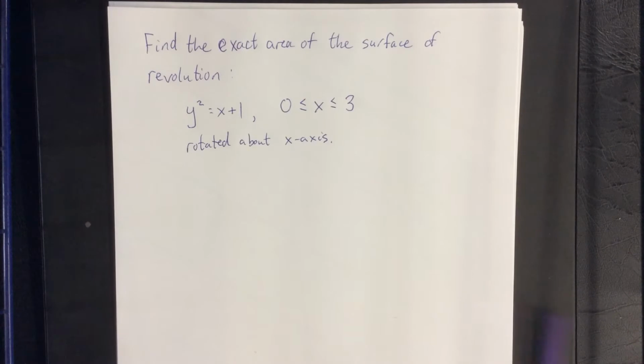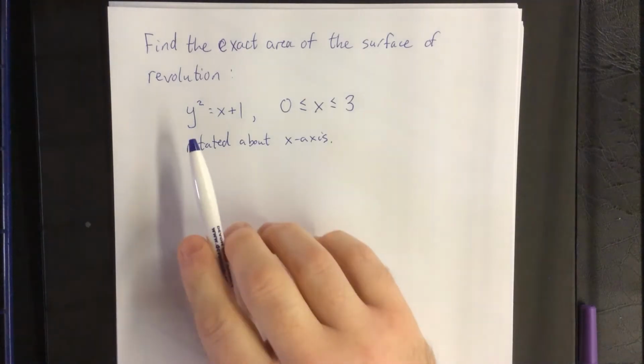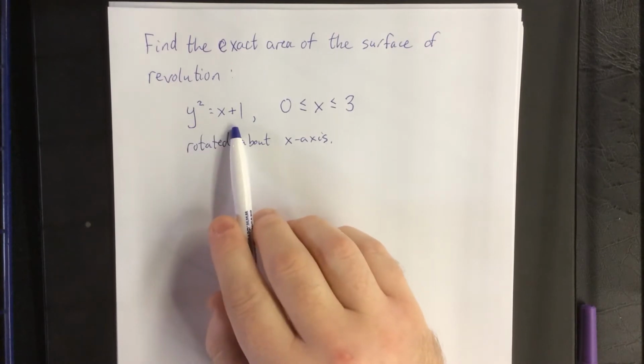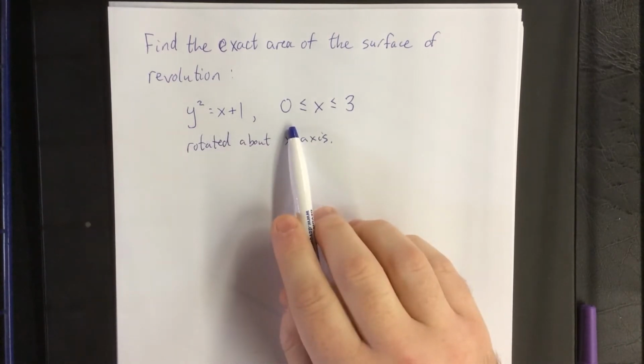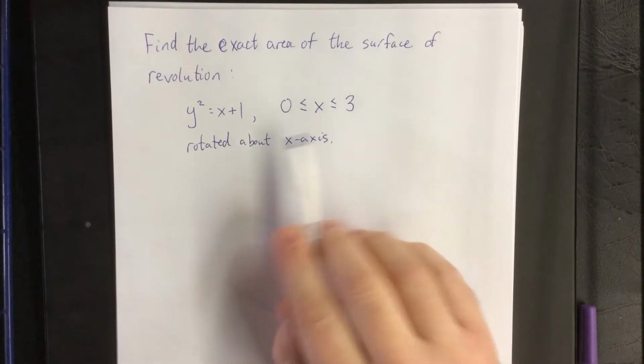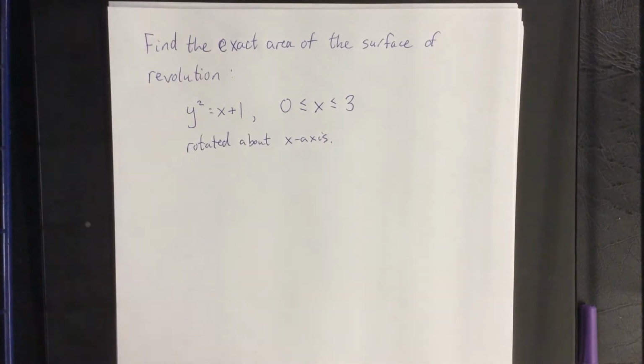Today we're going to be taking a look at an example of a surface area of revolution. What we're going to do is take a portion of the parabola y squared is equal to x plus 1, defined on the interval 0 to 3 for x, and we're going to rotate that about the x-axis.